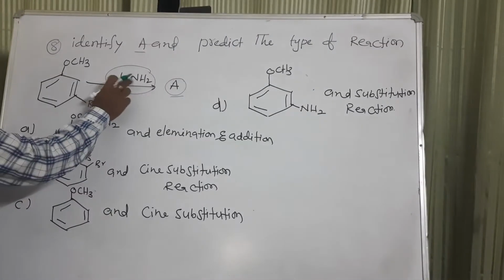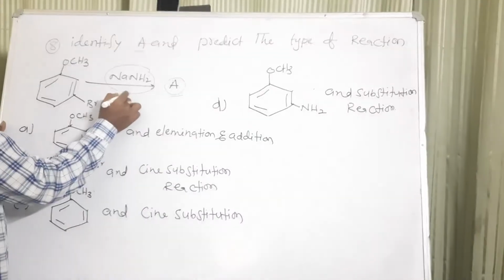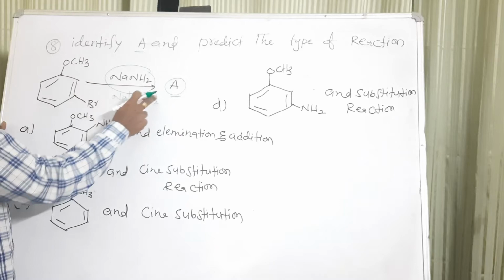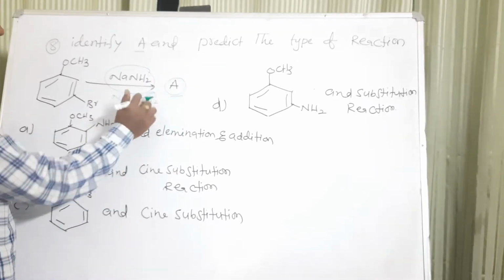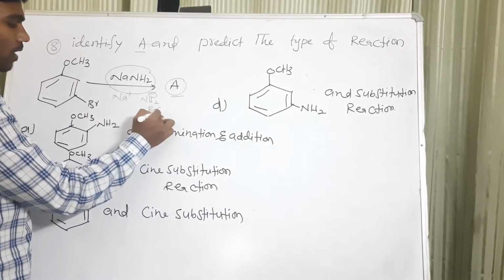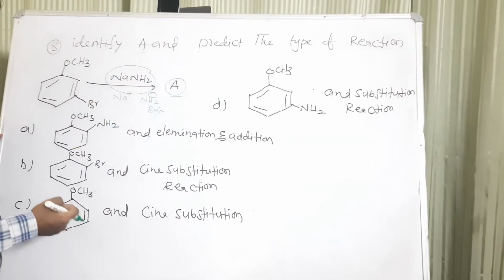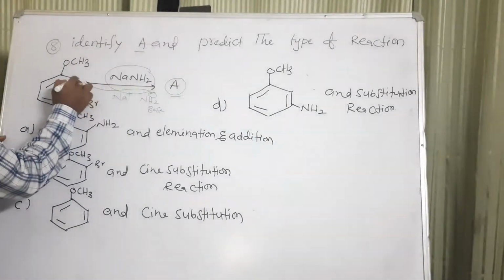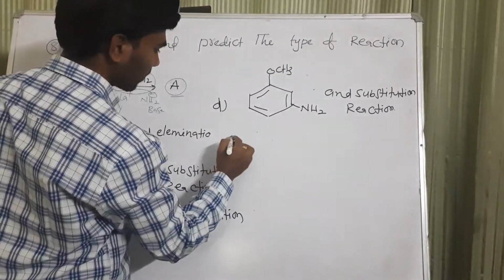When you observe this sodamide, it is present like this, Na plus and NH2 minus. Here NH2 minus will act as a nucleophile, or we can say NH2 minus will act as a strong base. It will abstract a proton from this place. So the mechanism will be like this for this reaction.